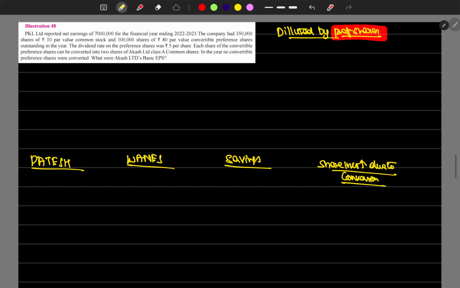Then let's get into the preference shares. Okay, so what's the Patesh here? Patesh is the net earnings, which is 70 lakhs. See, Patesh is the 70 lakh, and the company had 3,50,000 shares of rupees 10. Okay, 3,50,000 shares is the Vanesh.